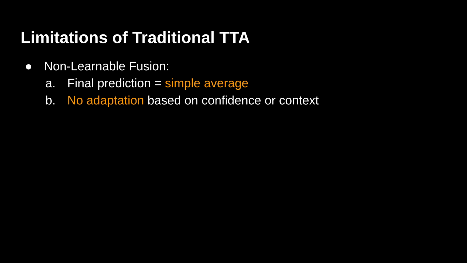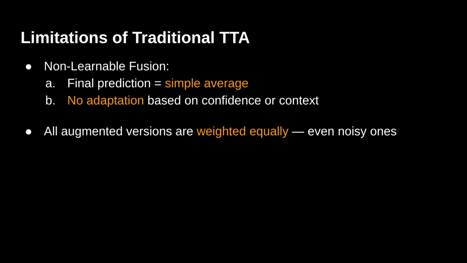Now we'll understand the limitations of traditional TTA. The first problem is that it is non-learnable fusion. The final prediction is simply an average. We don't consider that one prediction could be really bad and another really good, so we should scale and weight them accordingly. Second, the main disadvantage of traditional TTA is that all augmented versions are weighted equally, even noisy ones. Even if you weight them manually, that would also be worse because you don't have control.